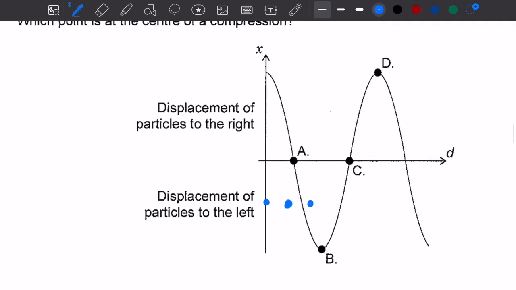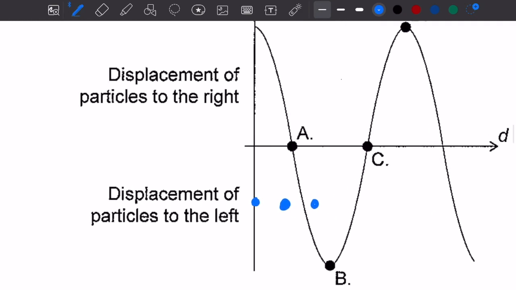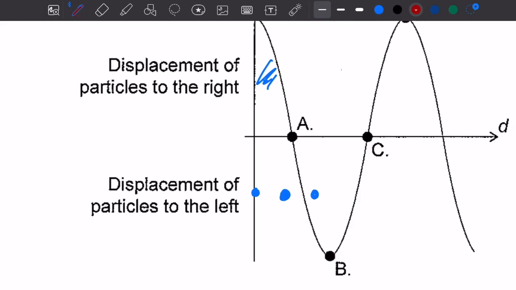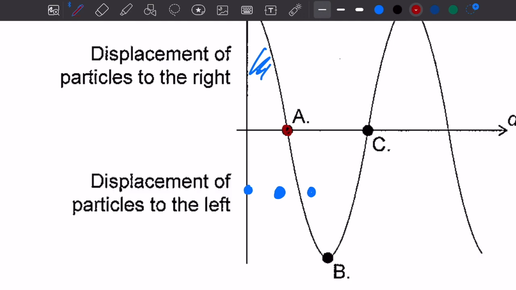So what point A means, these have moved to the right, right? It means if I take 3 points close to point A, this one has gone to the right, and this one negative means it has gone to the left. So what is this? This is a compression.